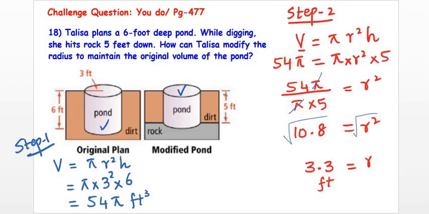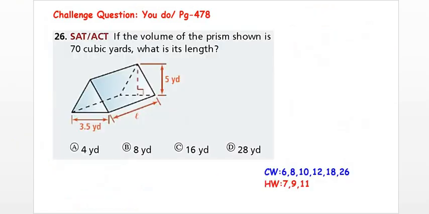When it is now, because it's only 5 feet deep, so she has to make it wider. She has to make it 3.3 feet. The radius has to be 3.3 feet so that it can hold the same amount of water. Hope it's clear for you.